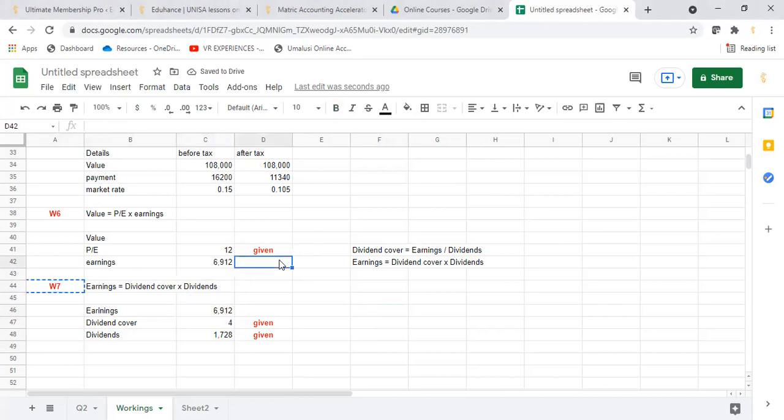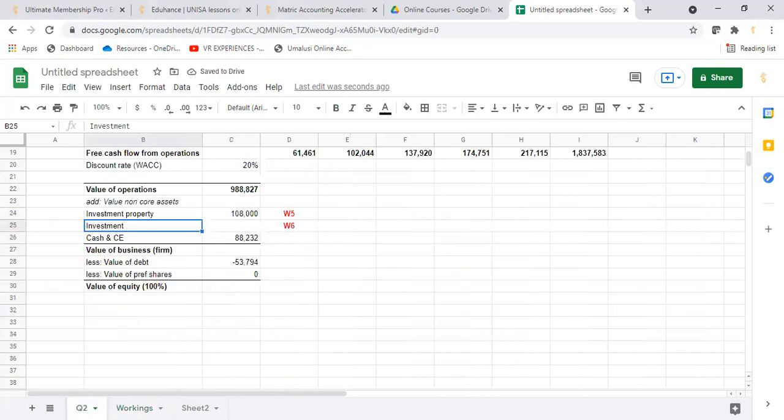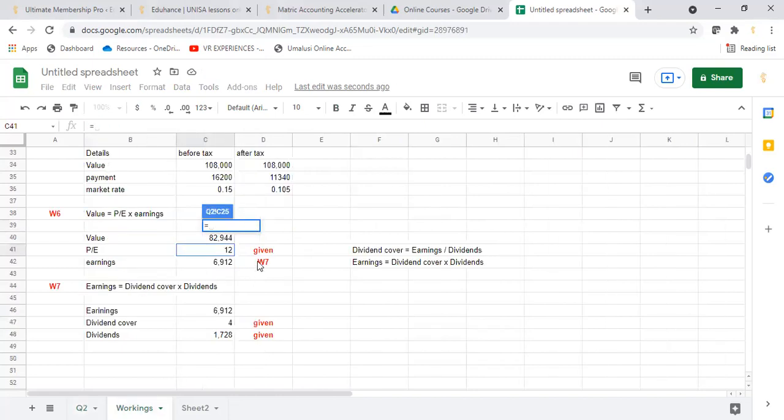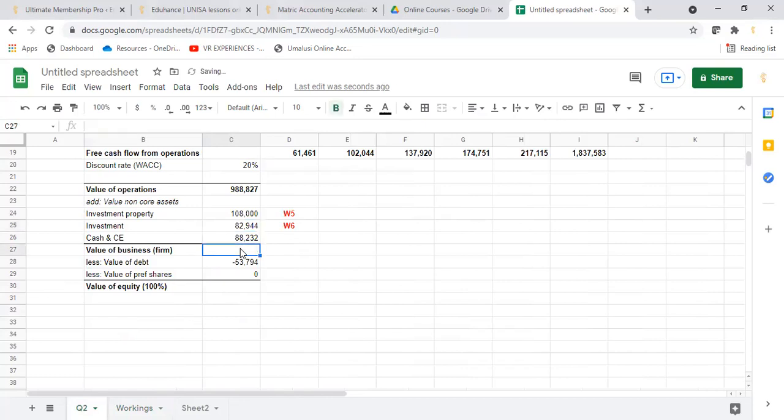I'll just say that's my earnings, and I'll tell them they can go look at working 7. So my value is equal to that multiplied by that, which is 82. So now I can say that equals working 6. So now I can say value of the firm is all of the value of the business, value of the firm is that. So the value of 100% equity is that. But I want 80%. The value of 80% is equal to that multiplied by 80%.